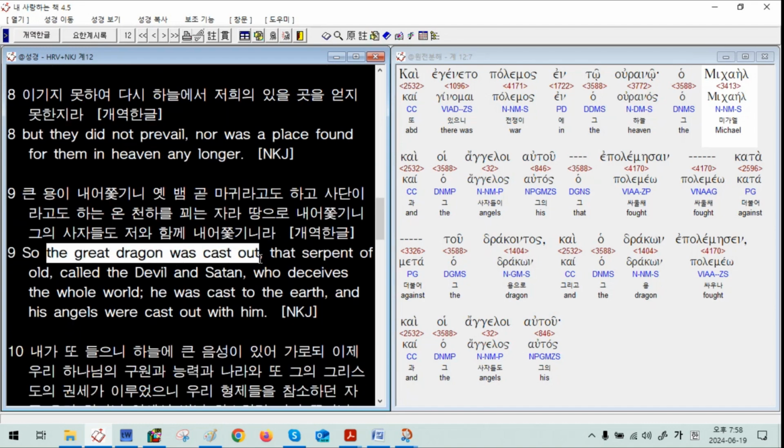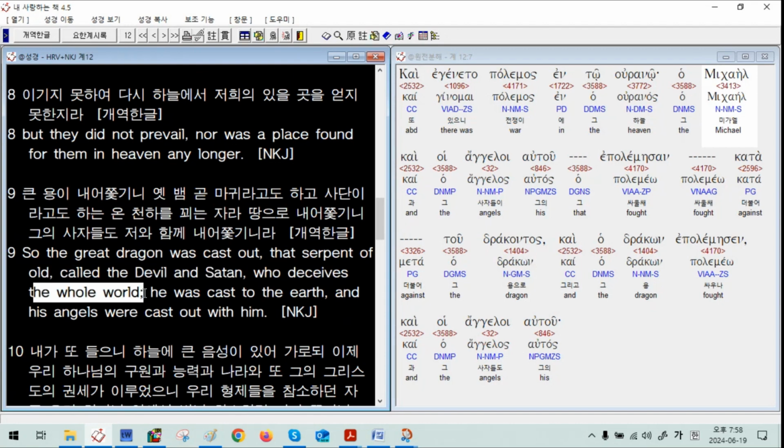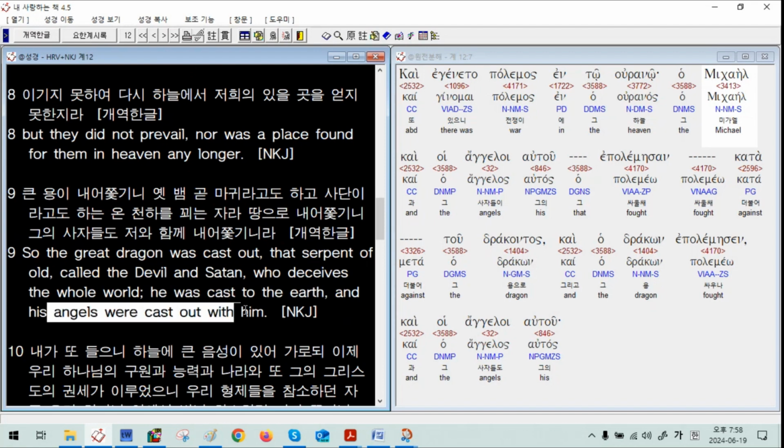So the great dragon was cast out from my heaven, which means 2 heavens becomes 1 heaven. That serpent of old called the devil and Satan, who deceived the whole world, he was cast to the earth, and his angels were cast out with him. So this is the 6th day starting point, right? Then when the 6th day starts, 2 heavens becomes 1 heaven.